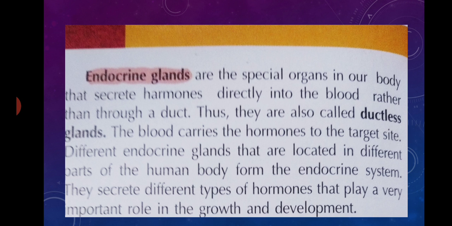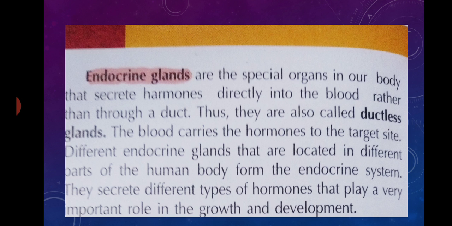These hormones are actually chemicals, and they are secreted by a special type of glands known as endocrine glands. These endocrine glands do not have ducts. They are also known as ductless glands, and they pour their secretion directly into the blood, and the blood carries the hormone to the target site and initiates the working of the organ.